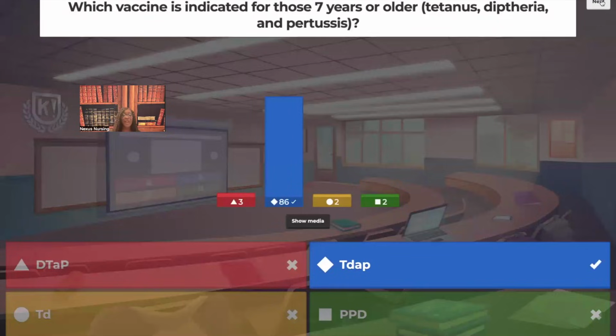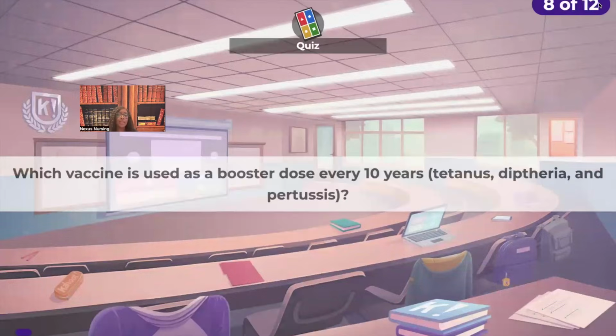All right. Very good. 7 years or older, Tdap. Very, very good. Now, for the two of you that chose PPD, stop it. PPD has nothing to do with this vaccine. PPD has to do with a screening test for tuberculosis. That's a skin test. Stop playing. Moving on. I made that up just to see.